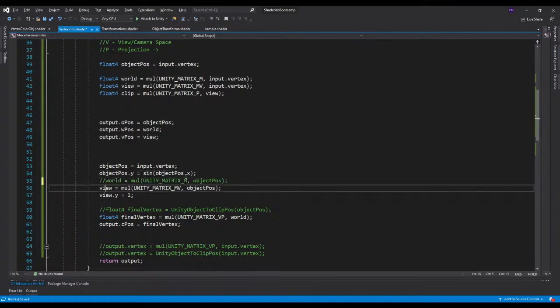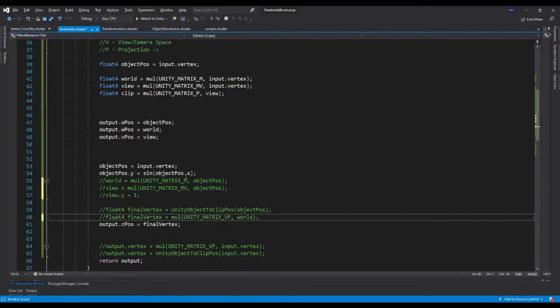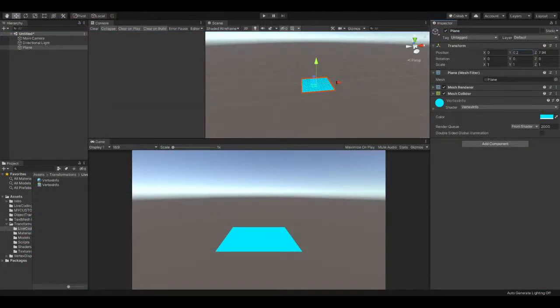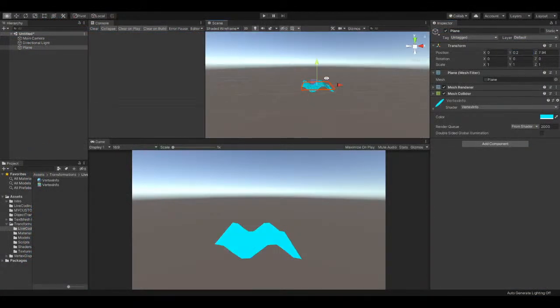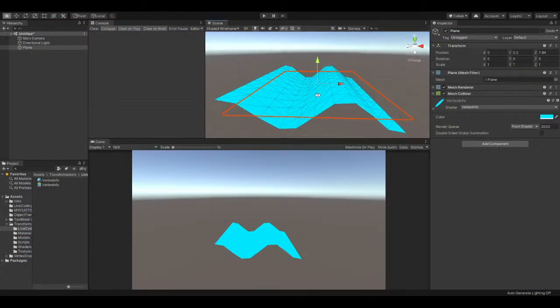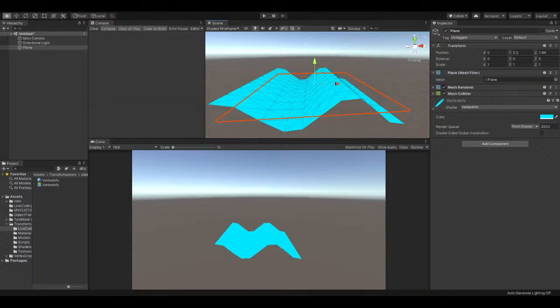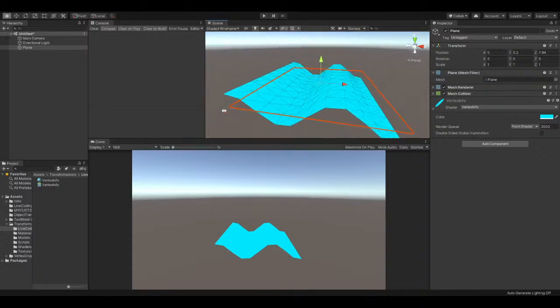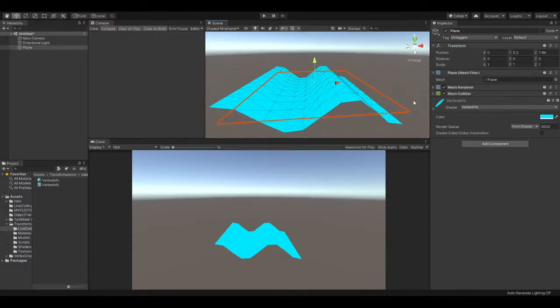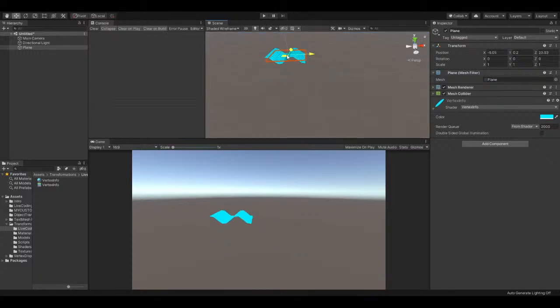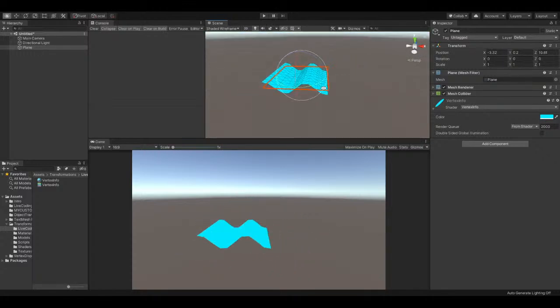Now I don't need the world space, I don't need the view space, I don't need any of these. You see, you got a sine wave right here. Now it's in object space. That means whenever you move this, y will always be the sine of x in the object space.